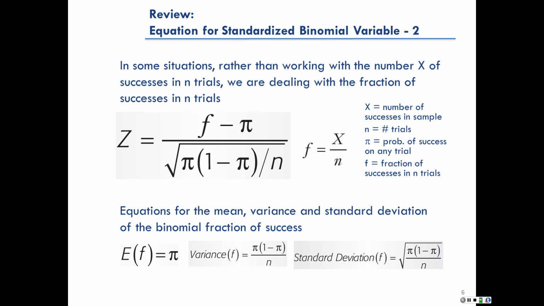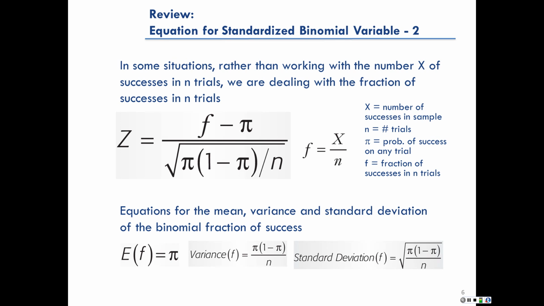Another way of calculating z, which we'll be using more often in this lecture, is that rather than working with a number of x successes in n trials, we're dealing with the fraction of successes in n trials. If x is your number of successes, you just divide it by the number of trials. Say you flipped a coin 10 times, that would be your number of trials. You got 3 heads. That would be x. Your f, your fraction of successes in that case, would be 0.30.